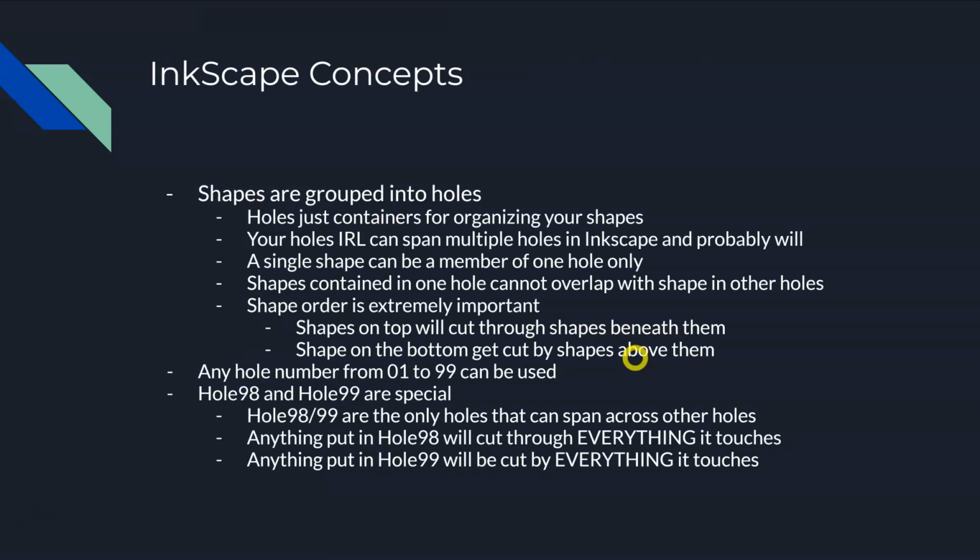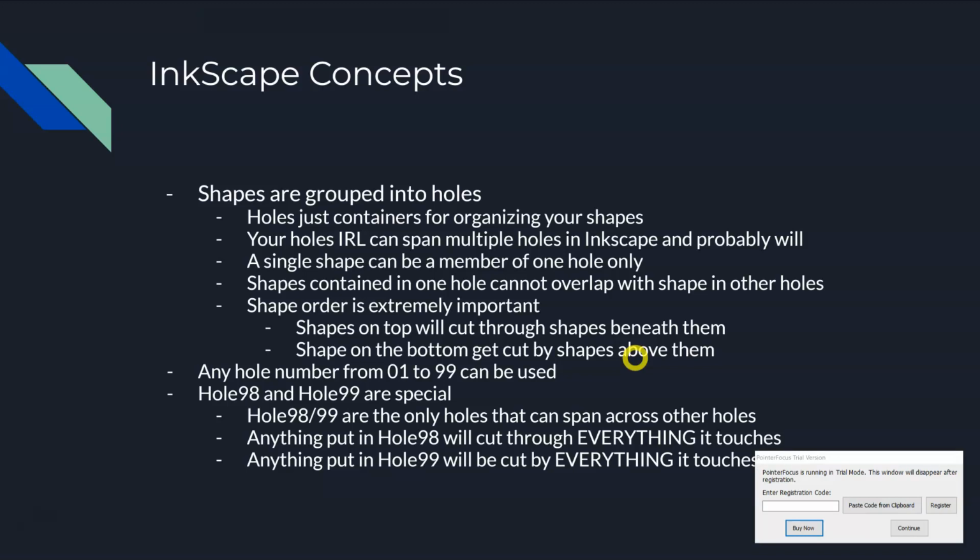We're going to make shapes, okay? Our shapes like a tee box will become a shape. Our semi-rough, our fairways will be a shape. And we're going to put those into holes. Now, don't confuse holes here with hole one on your course, where all the shapes from hole one have to be in hole one in Inkscape. That's not the case. They're just organizational containers. Your holes in real life can actually span multiple holes in Inkscape and probably will.